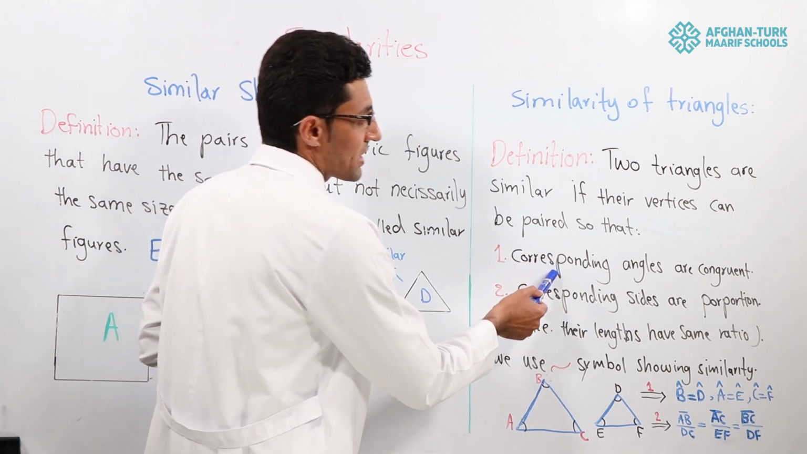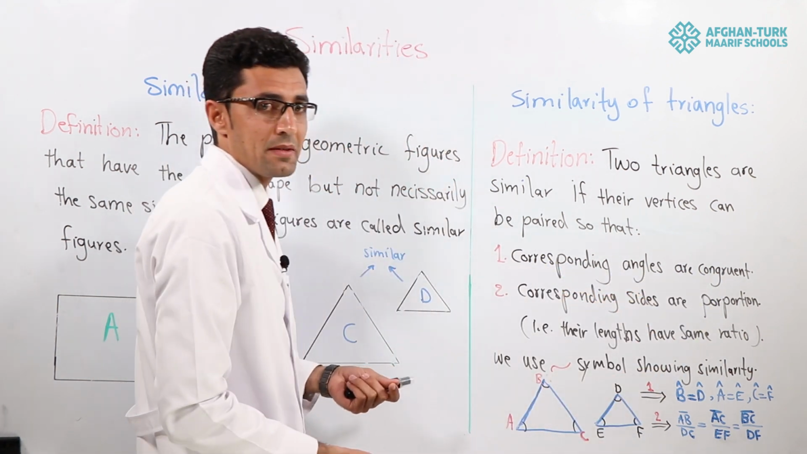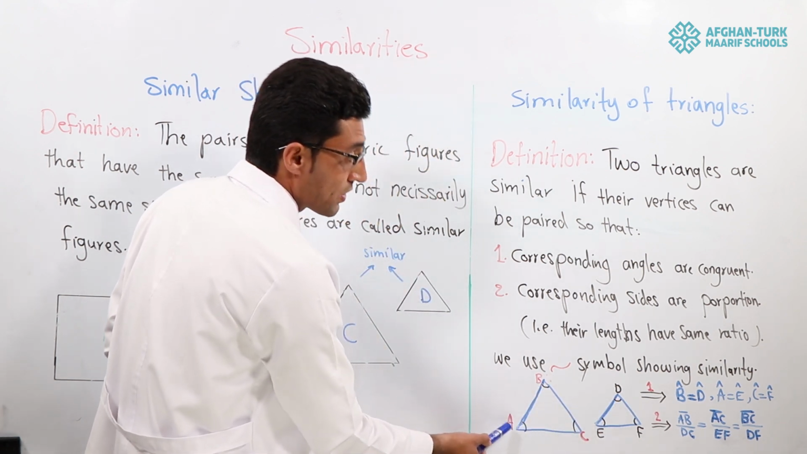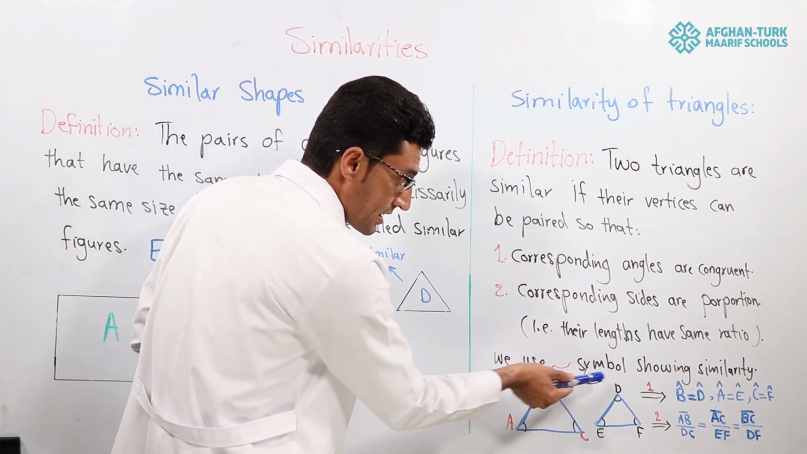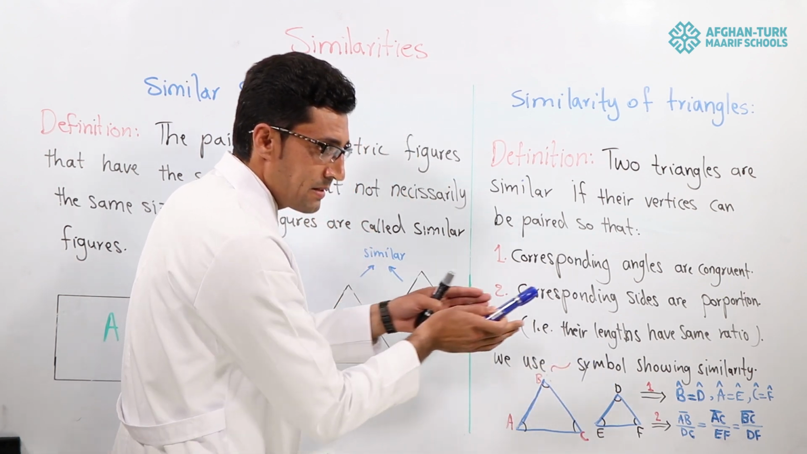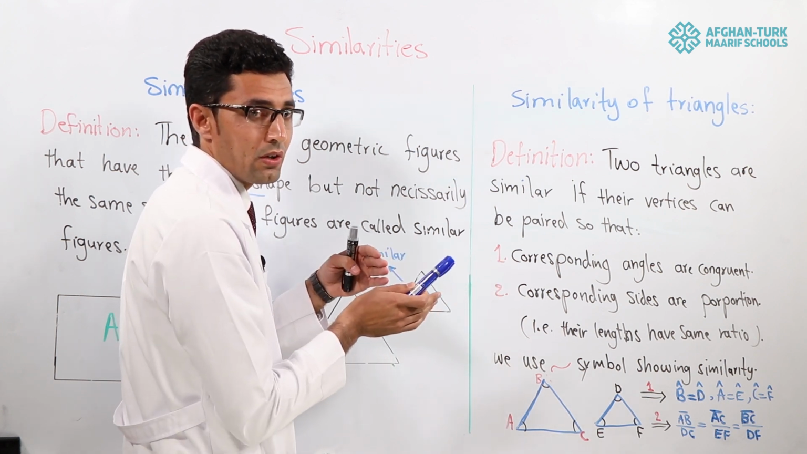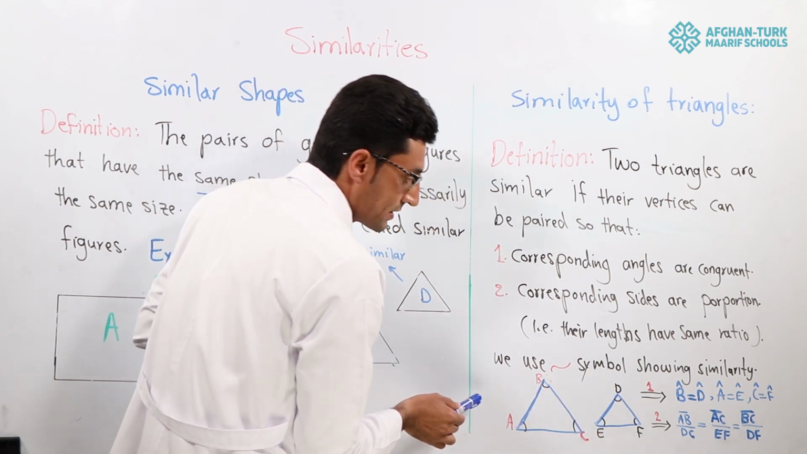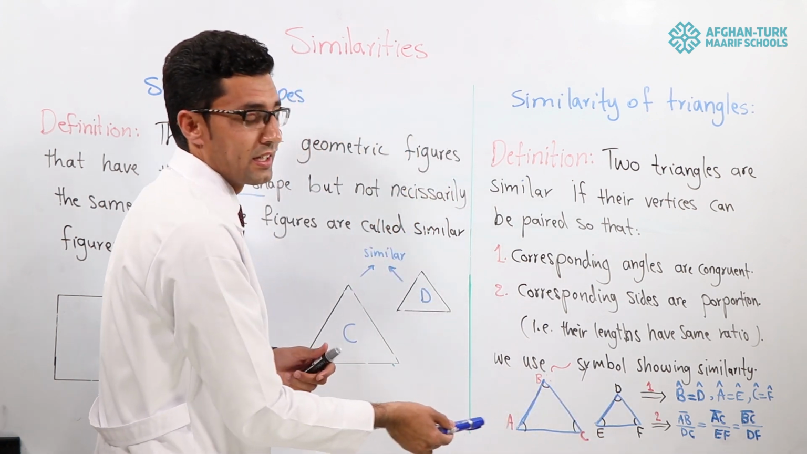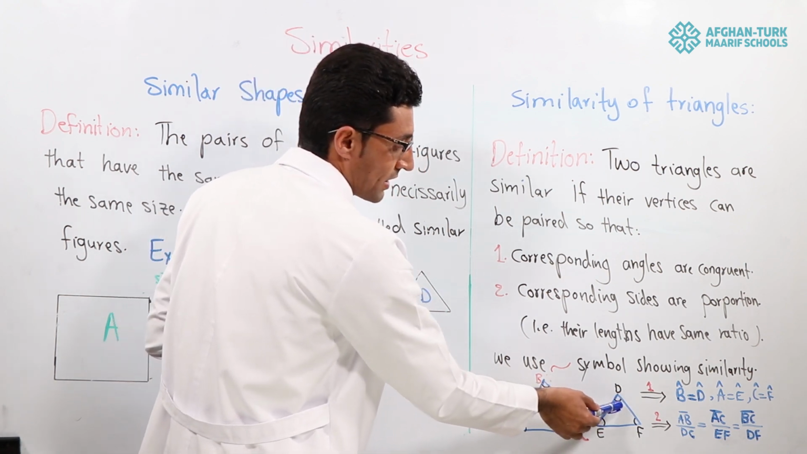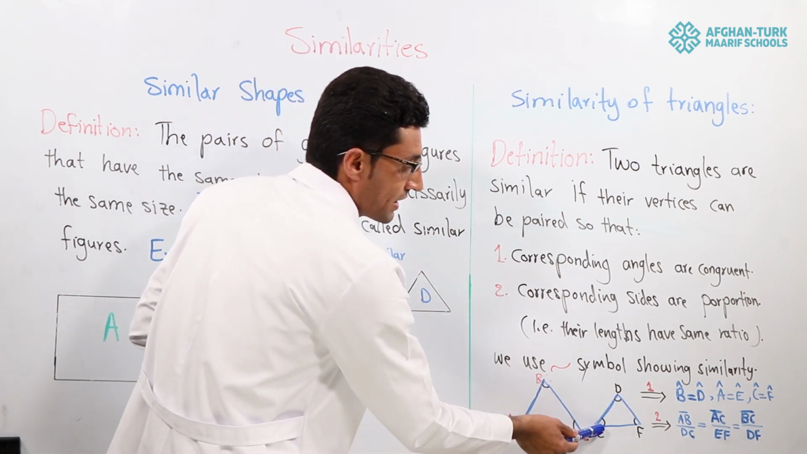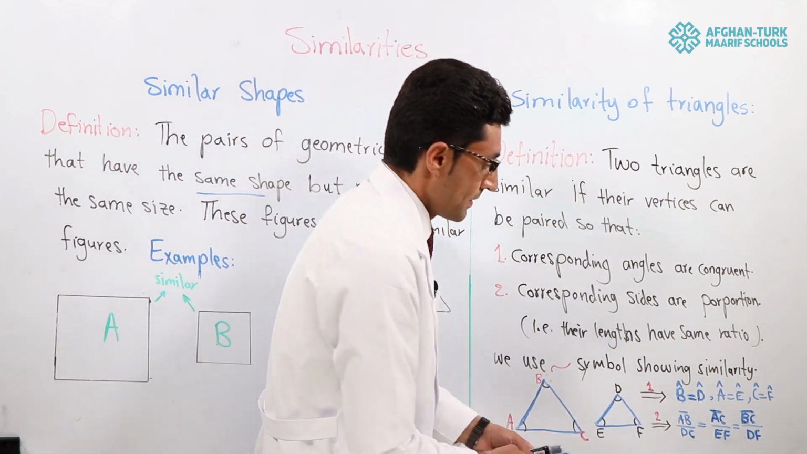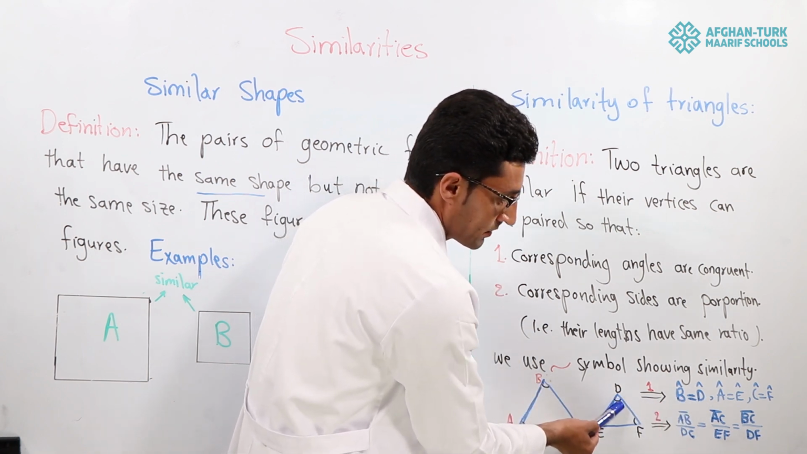What is the first one? Corresponding angles are congruent. Very simple. This angle is equal to this angle. Corresponding angles means the angles which are at the same position. Now, here, B is at the same position as D. It should be equal. If it is 30, it should be 30. If it is 40, it should be 40. And A is equal to E. And C is equal to F. As I showed you, B is equal to D.